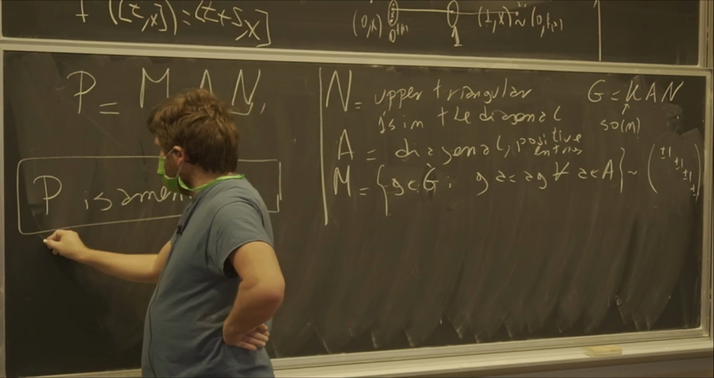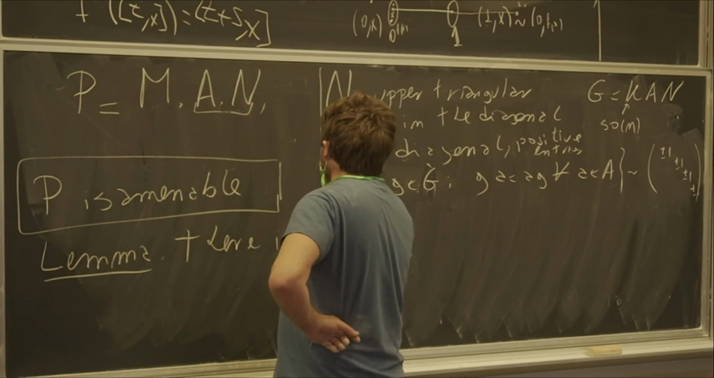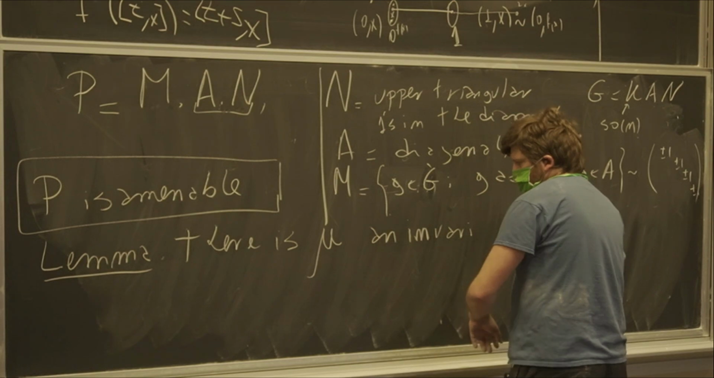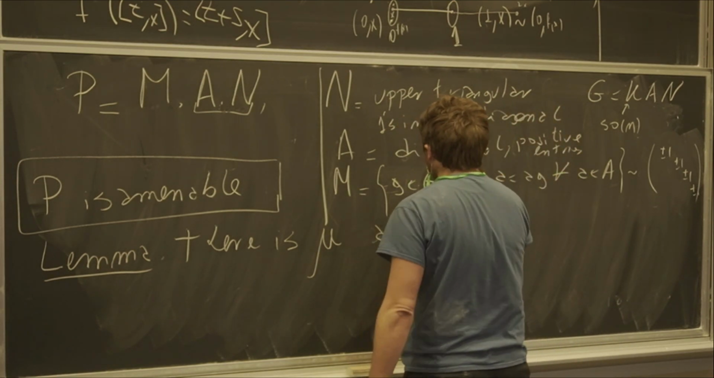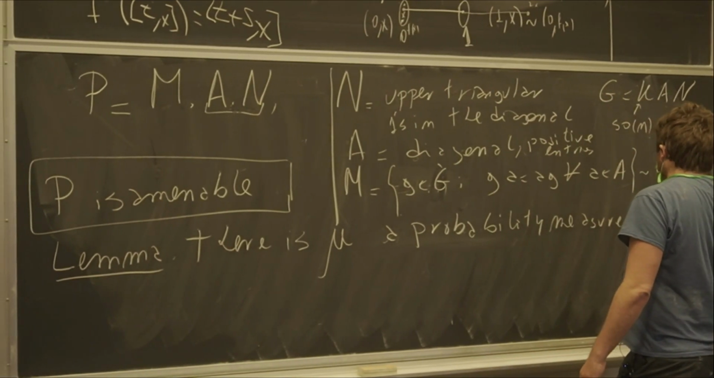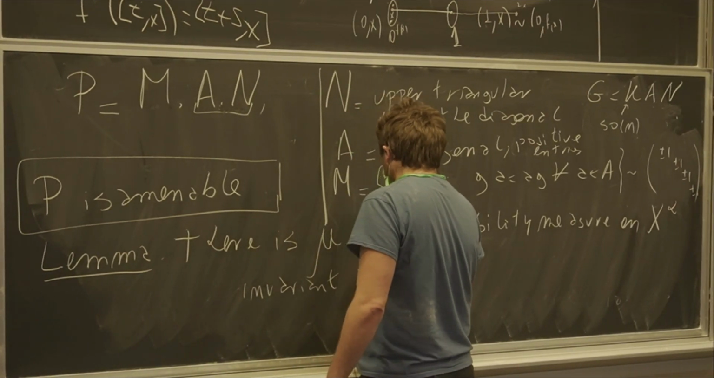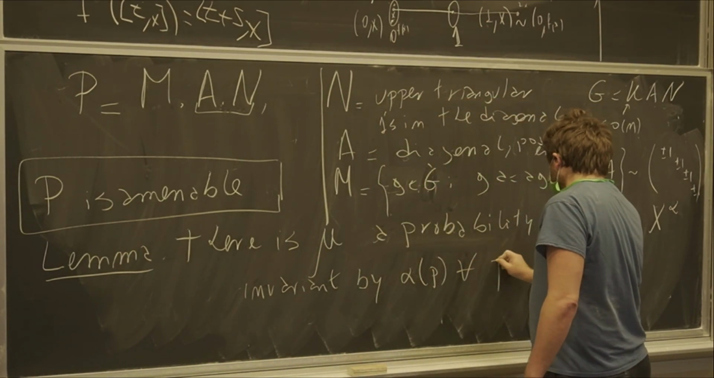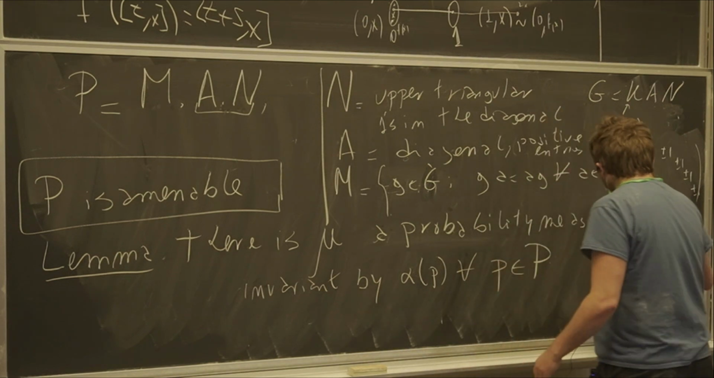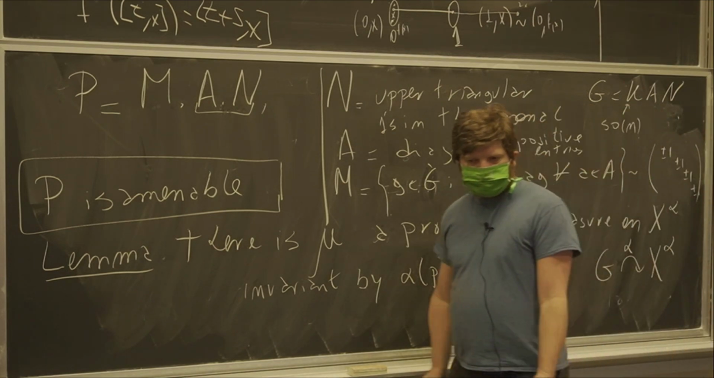So, corollary of all our discussions, there is mu, an invariant probability measure on X, alpha invariant by P. Alpha of p for every p in P. And here, remember that we are still calling this induced action alpha.